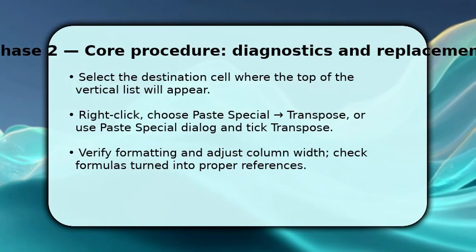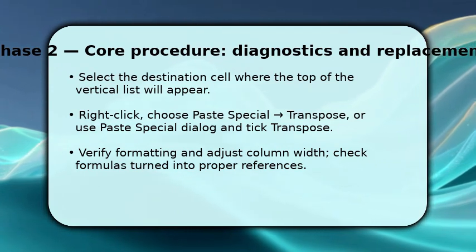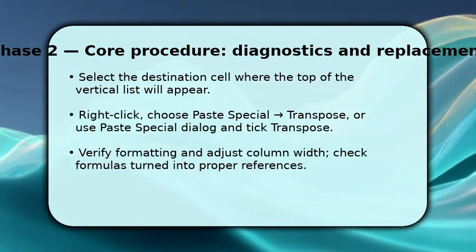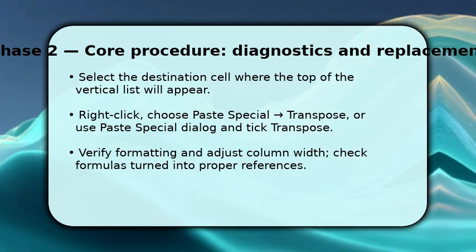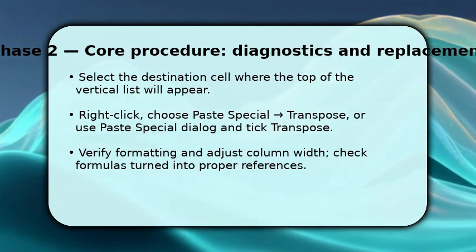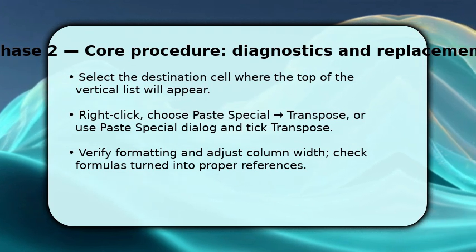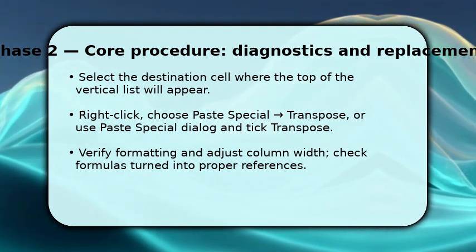Next, pick the destination cell where the new vertical list should start. This avoids overwritten data. Right-click, open Paste Special, and check Transpose, then confirm. Once done, Excel rearranges rows into a column instantly. This is the simplest conversion for values and formatting.